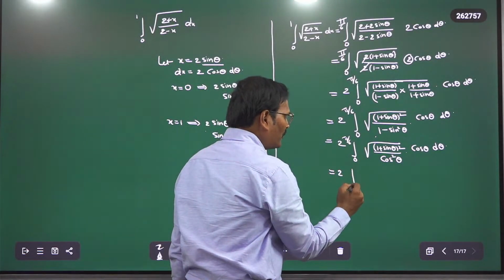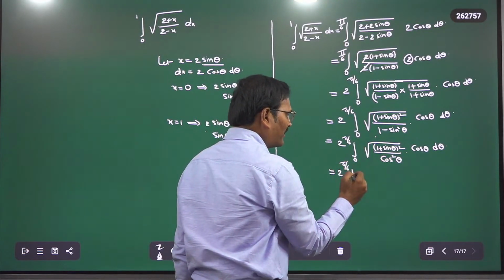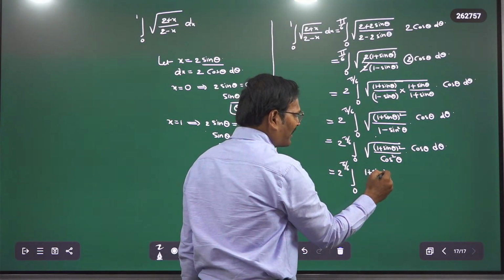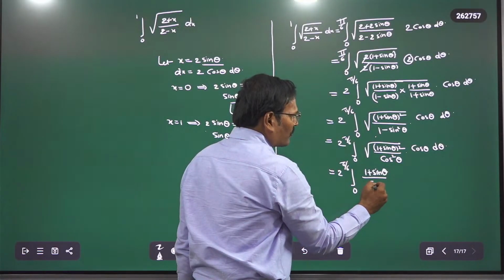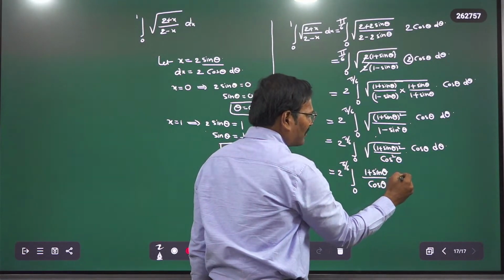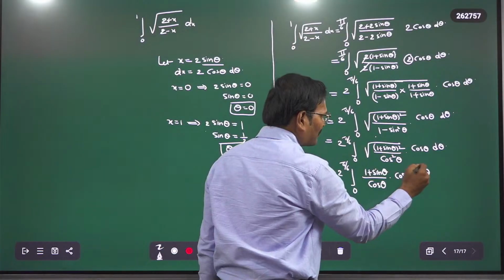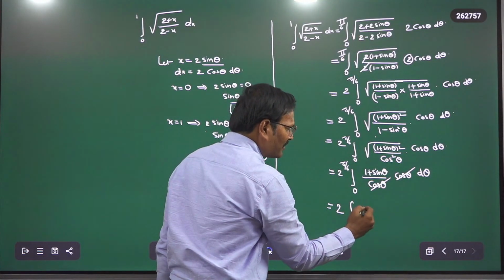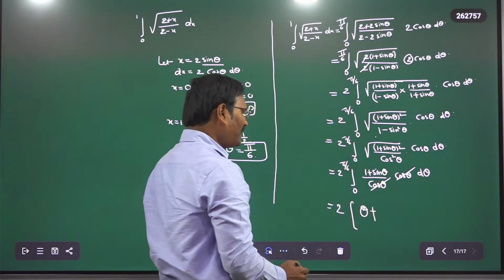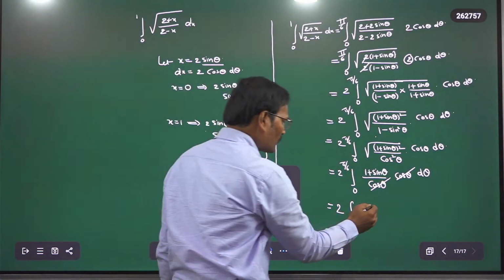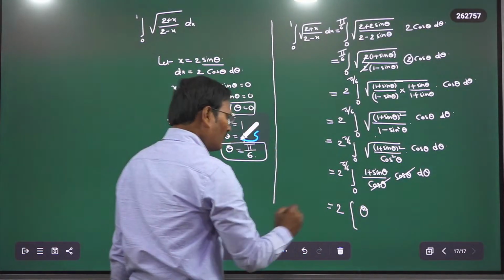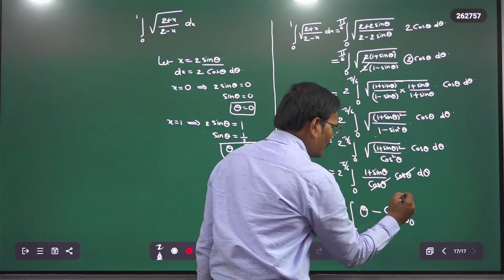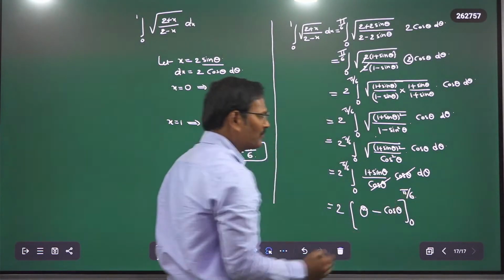So 2 into integral 0 to pi by 6. The square root gets cancelled, we can write it as 1 plus sin theta. It is cos theta d theta. Cos theta gets cancelled. 2 into integral 1 means theta, plus integral sin theta minus cos theta, 0 to pi by 6.